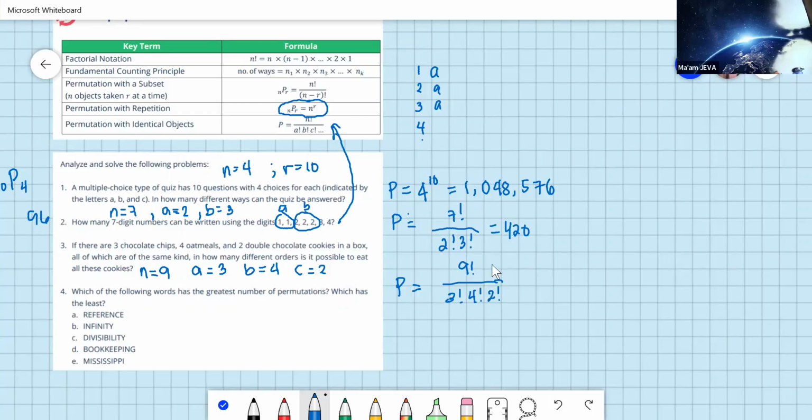If you illustrate it, class, imagine arranging the nine cookies in different ways. These formulas or theorems were created for that. So this would be equal to, go ahead, solve.